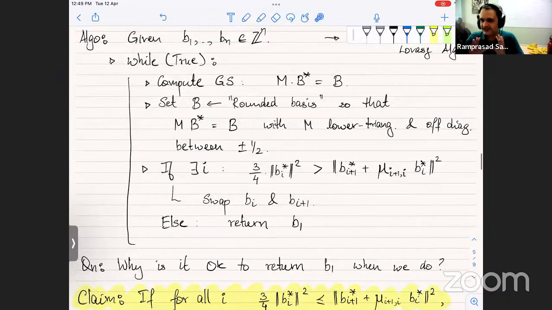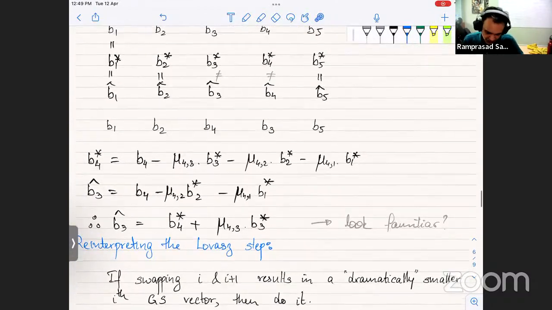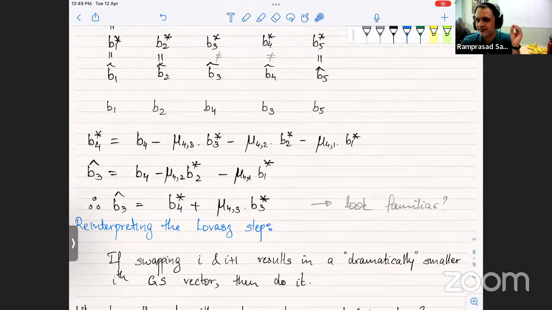Okay, so now I hope that at least all the parts of the algorithm are clear. Now the problem comes down to analyzing why this algorithm terminates in polynomial steps. So are there any questions so far? Okay, if not, let's proceed. Right now we know that the mysterious Lovasz step was basically saying, does swapping I and I plus 1 make the ith Gram-Schmidt vector substantially smaller? If it does, swap it and go ahead. If it so happens that none of the swaps help, it turns out B1 is already a good enough approximation, so you can return B1.